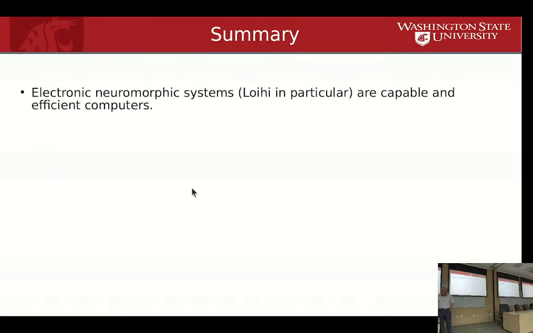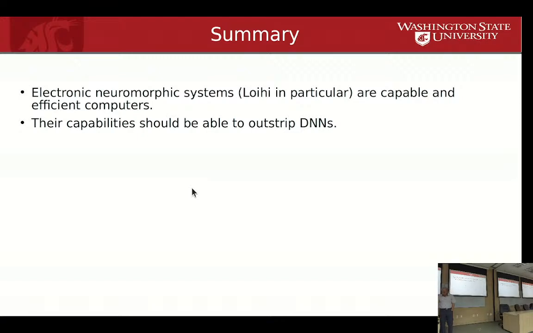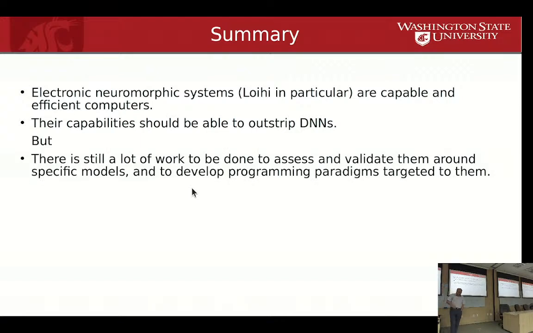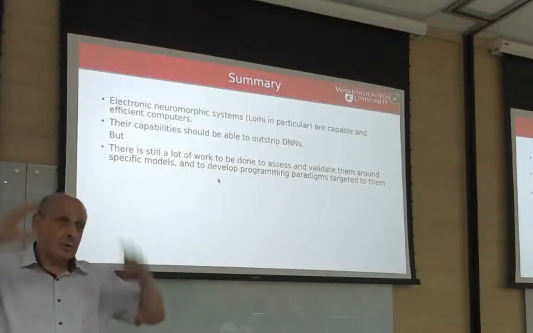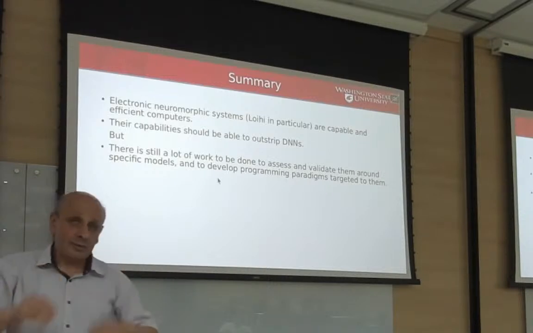As a summary, our experience has been neuromorphic systems are capable, efficient computers. Their capabilities in theory should be able to outstrip DNN. In practice, that's the beginning of that still. A lot of work to be done to assess and validate them around specific models, similar to the work that's happening in deep neural networks with low precision quantization.